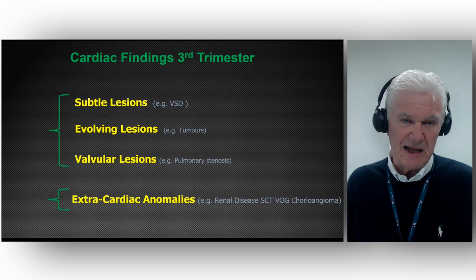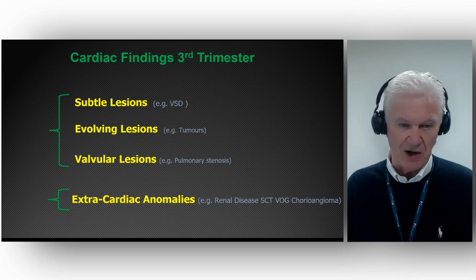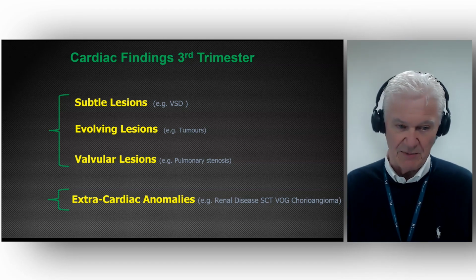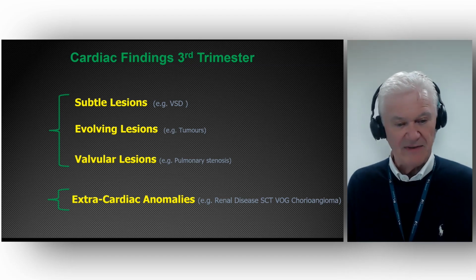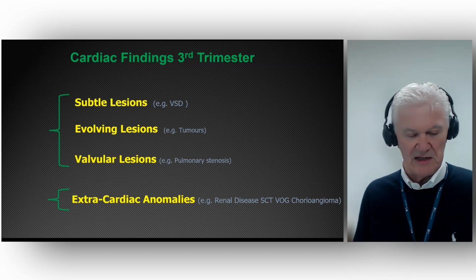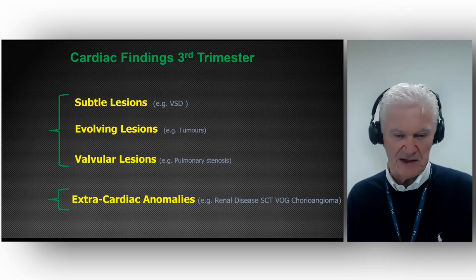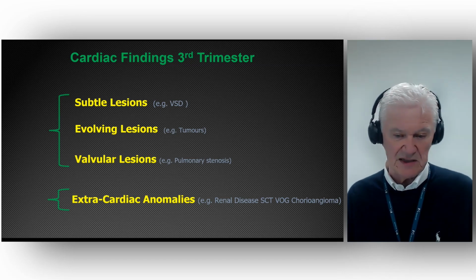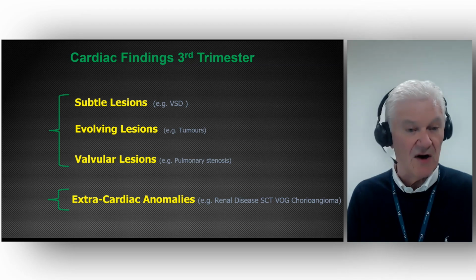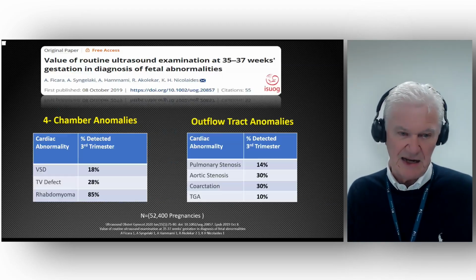So why? Well, in a sense, we're looking for lesions that we've missed at the mid-trimester, subtle lesions, for example, anomalous pulmonary venous return or ventricular septal defects. But there are also anomalies which we'll never see early in pregnancy, such as evolving lesions, cardiac rhabdomyoma by way of example. And then there are the valvular lesions, some of which evolve over time, will not be evident in the first or second trimester, but will evolve in the third trimester. A classic example is pulmonary stenosis. And then there are extracardiac abnormalities such as renal disease, sacrococcygeal teratomas, and lumps and bumps that evolve and cause cardiac strain. I'll be covering it in that format in the lecture today.